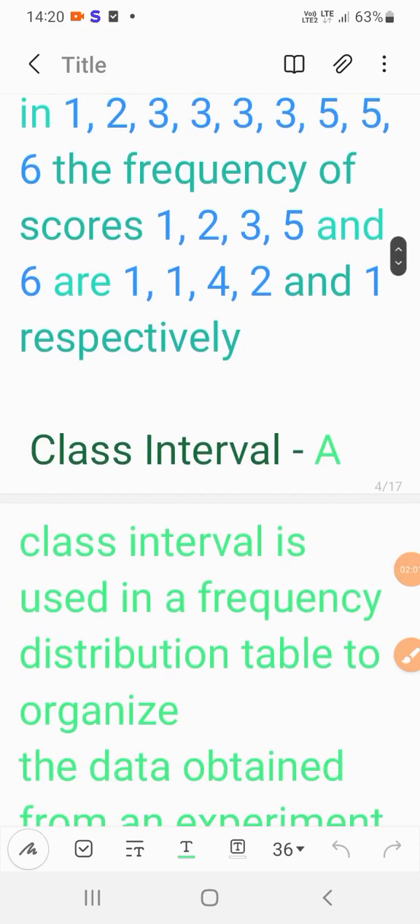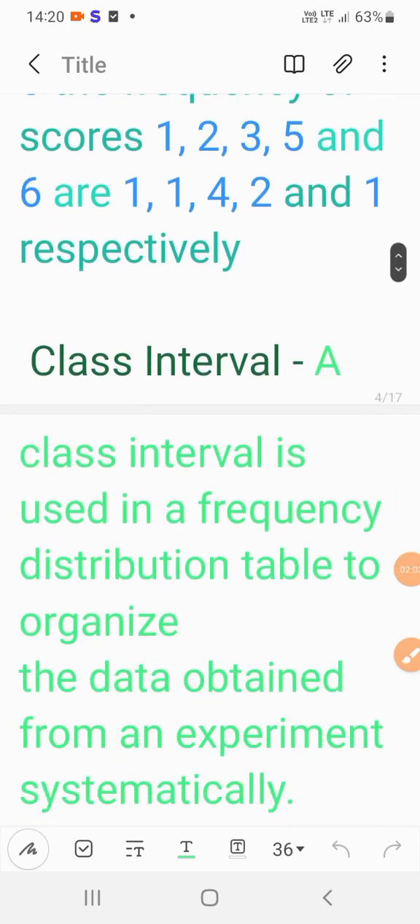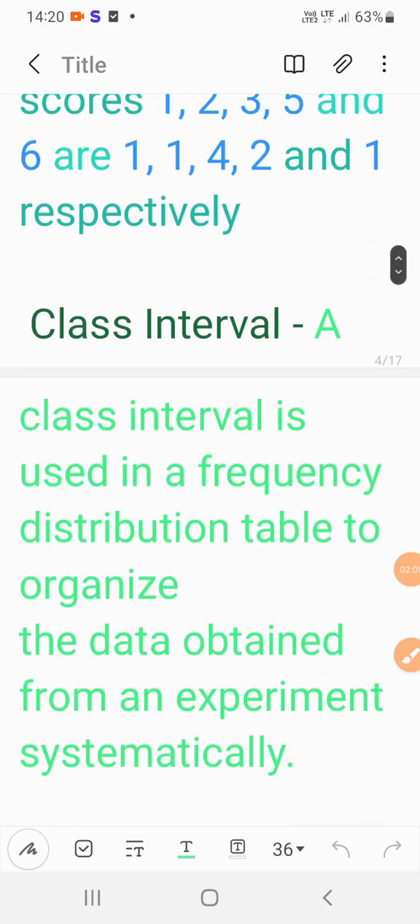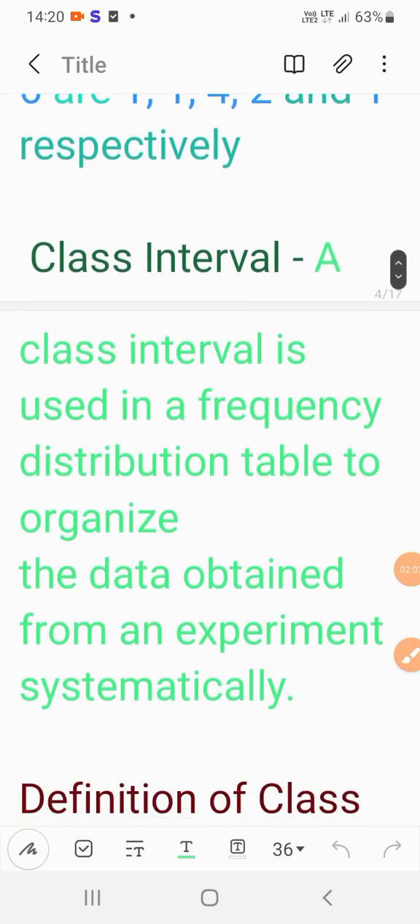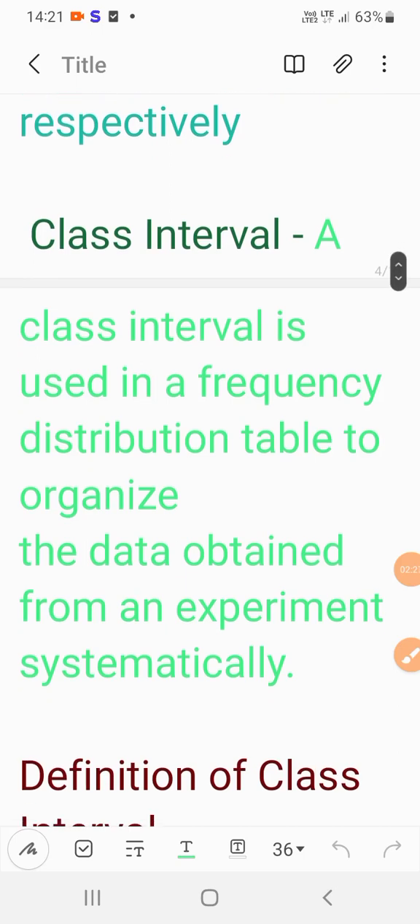And now we will discuss the class interval. A class interval is used in a frequency distribution table to organize the data obtained from an experiment systematically. So data obtained from an experiment is first organized and then used in the frequency distribution table, and it is called a class interval.